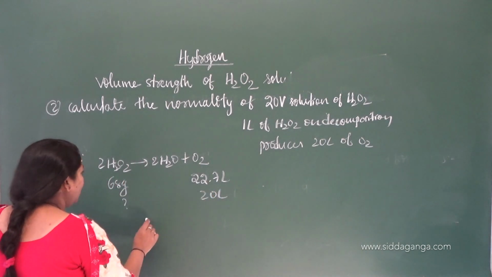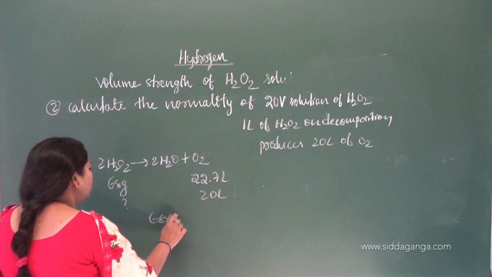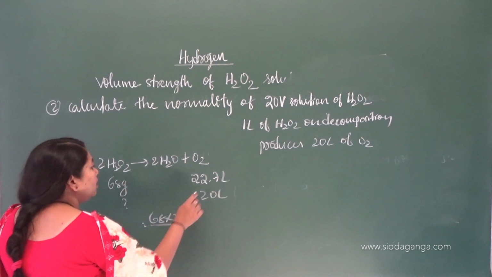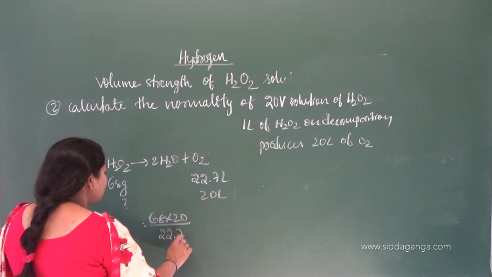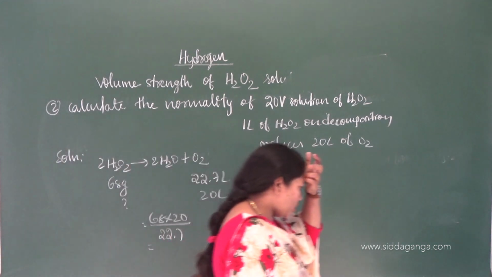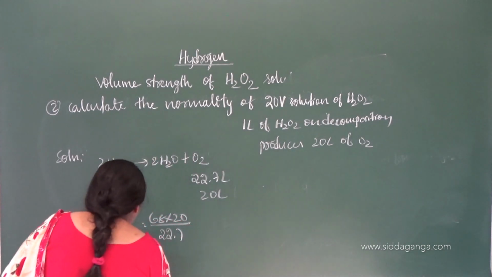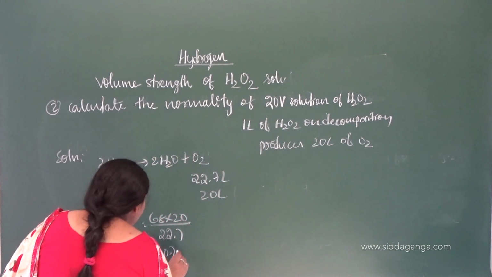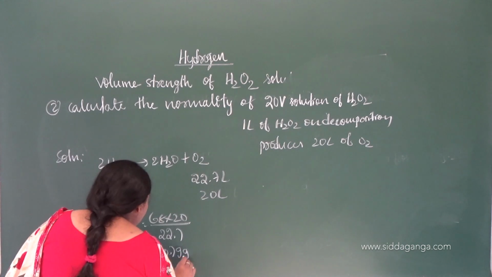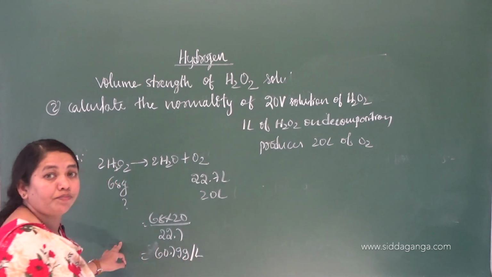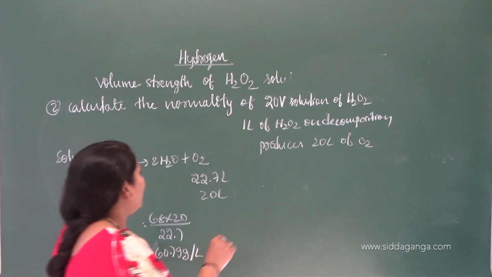For this, how to calculate? That is 68 into 20 divided by 22.7. So that will come around 60.79 grams per liter. Right? So by having this, you calculate the normality.